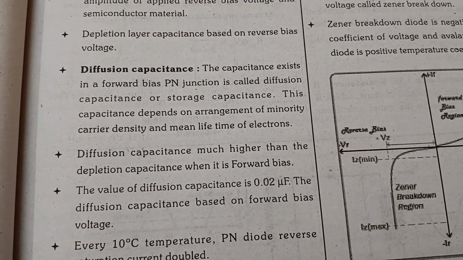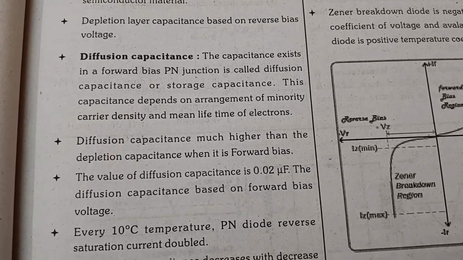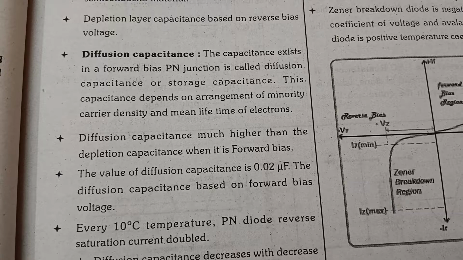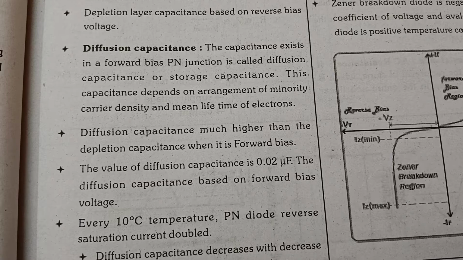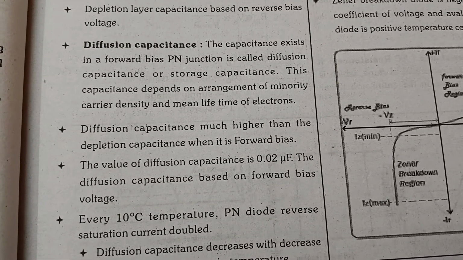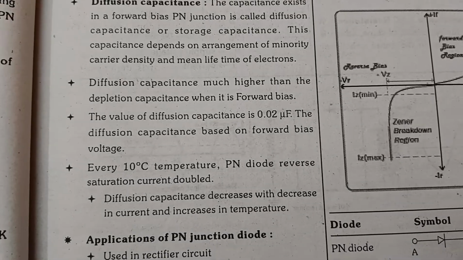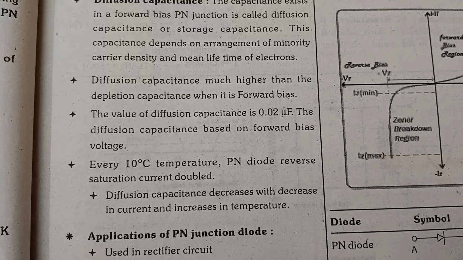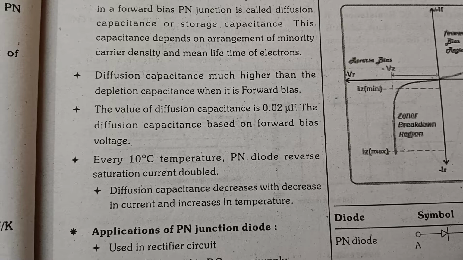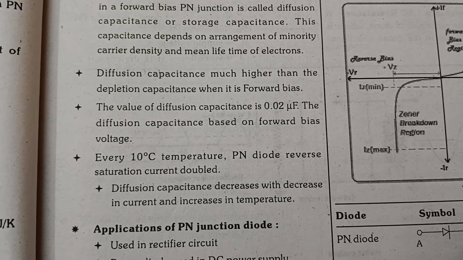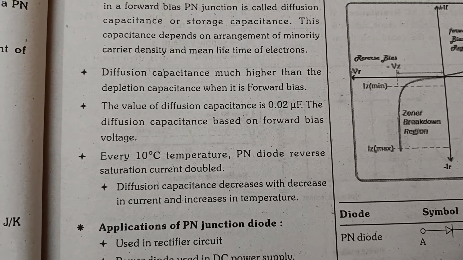Diffusion capacitance. The capacitance that exists in a forward bias PN junction is called diffusion capacitance or storage capacitance. This capacitance depends on the arrangement of minority carriers, density, and mean lifetime of electrons. Diffusion capacitance is much higher than the depletion capacitance when it is forward biased. The value of diffusion capacitance is 0.02 μF. The diffusion capacitance based on forward bias voltage.